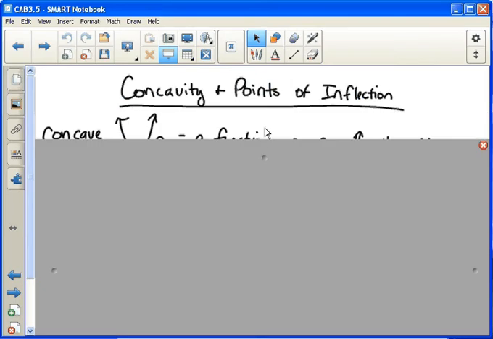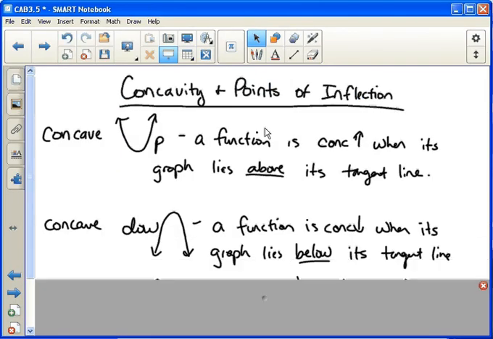So first let's talk about concavity. There's two kinds of concavity. There's concave up, that looks like the U in the word up, and there's concave down, which looks kind of like the N in the word down, or at least a lowercase n. So that's kind of the informal way to remember it. Up looks like a U, down looks like an N. But the formal definition is also here.